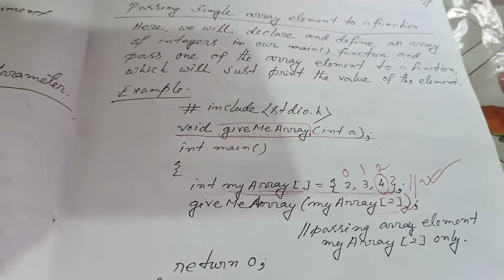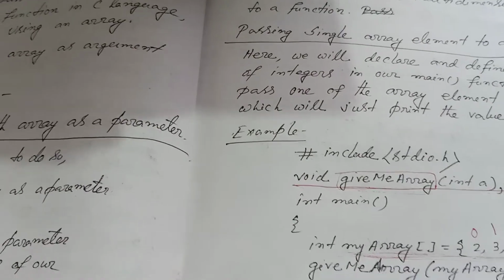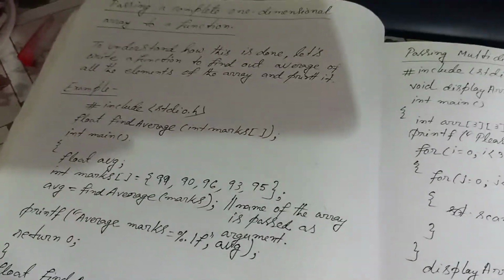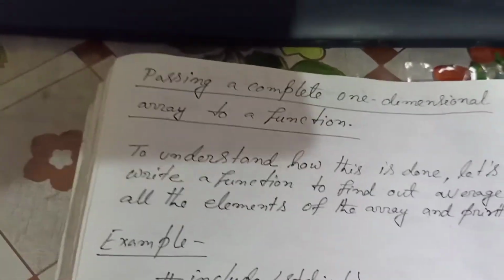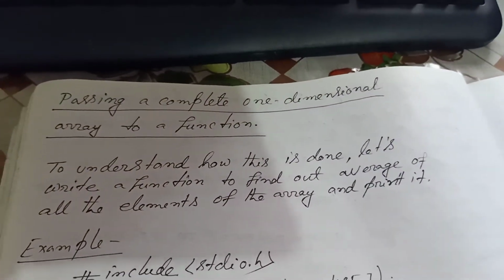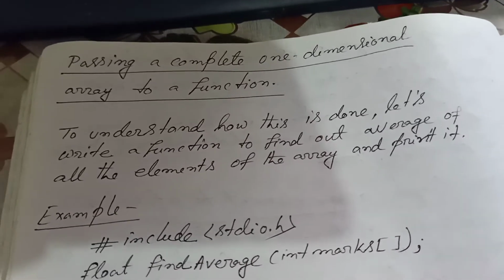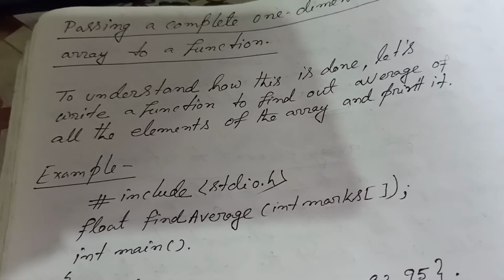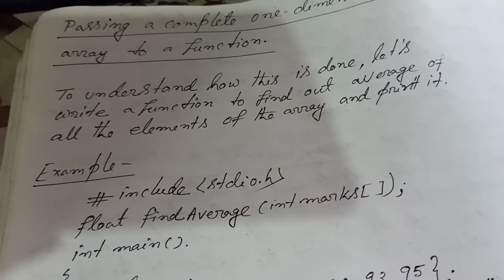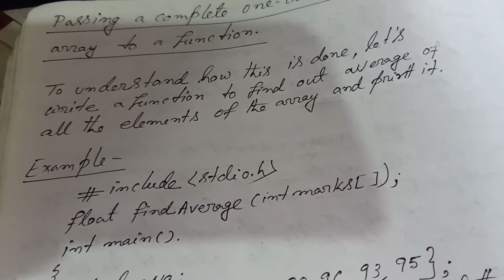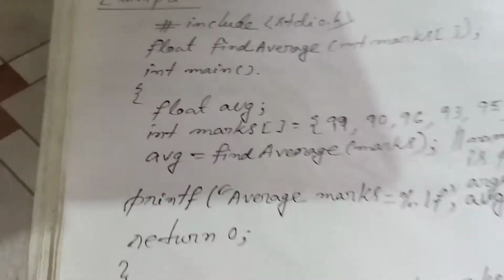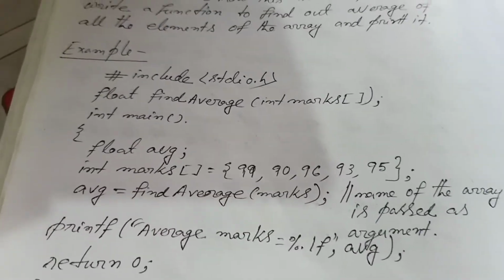Another way, the second option, is passing a one-dimensional array to a function. Let's take an example of how we pass a one-dimensional array to a function. To understand how this is done, let's write a function to find out the average of all elements of the array and print it. So let's take an example.